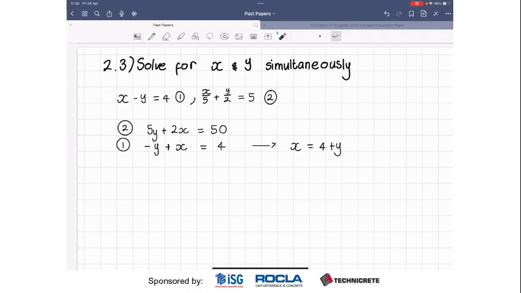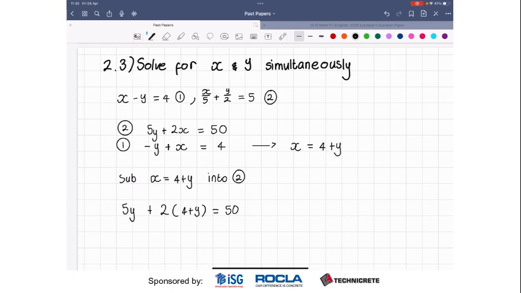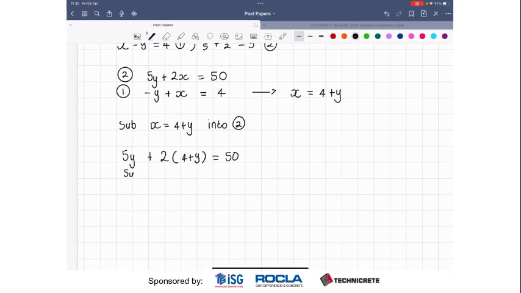And now that I've got an expression for x in terms of y, I can substitute this into the other equation, equation 2. So everywhere that I see an x, instead of writing x, I'm going to write 4 plus y. And I always tell the examiner what I'm doing, so I'm going to say sub x equals 4 plus y into equation 2. So the first term is going to stay the same. This is 5y and then plus 2, and instead of x, I'm going to say 4 plus y, is equal to 50.